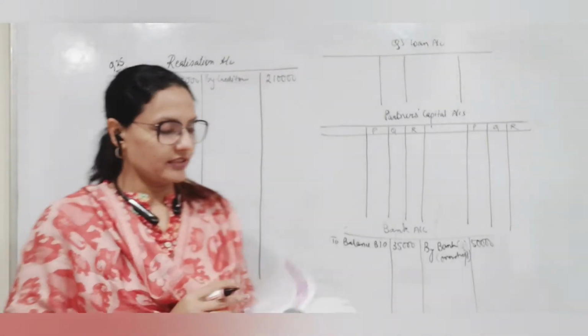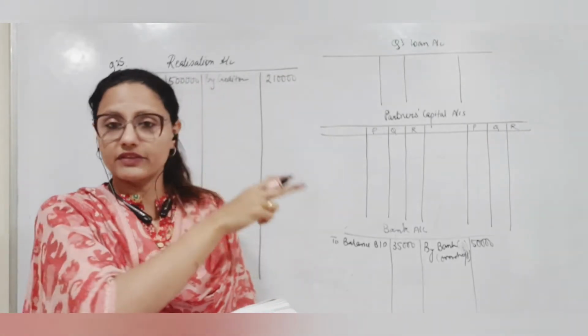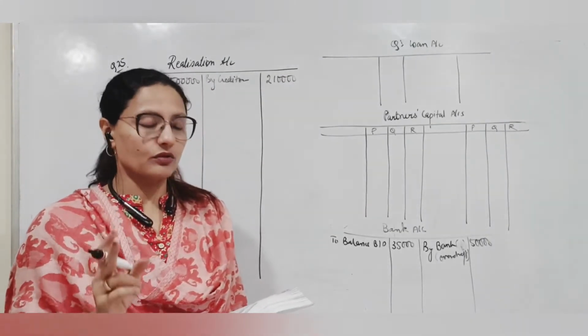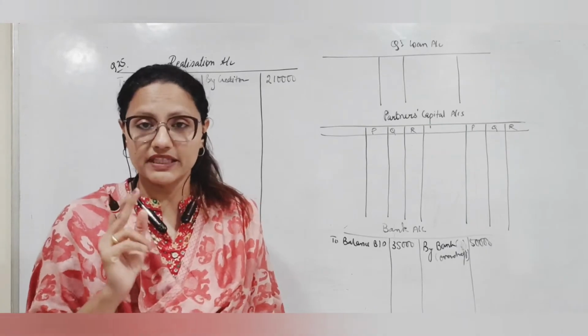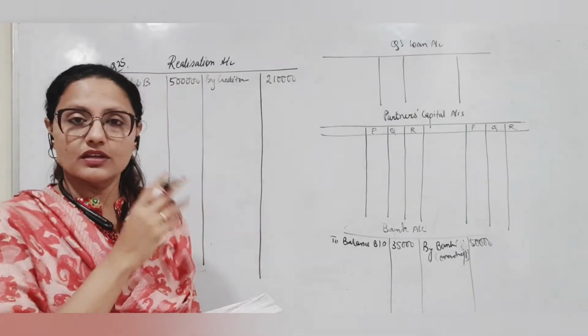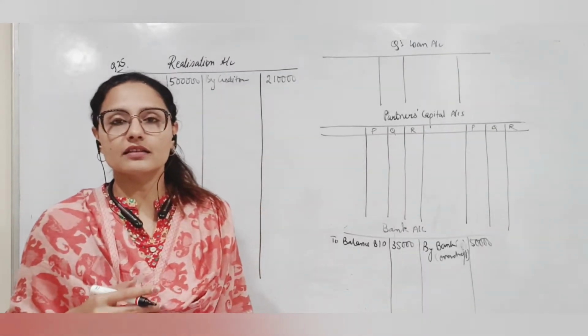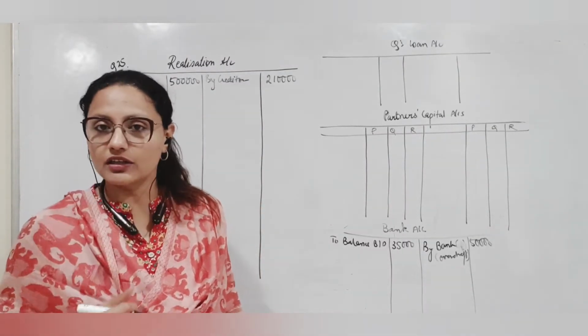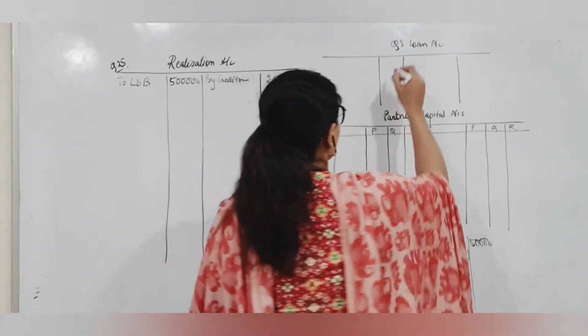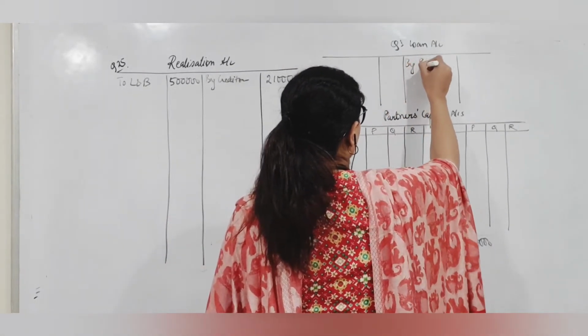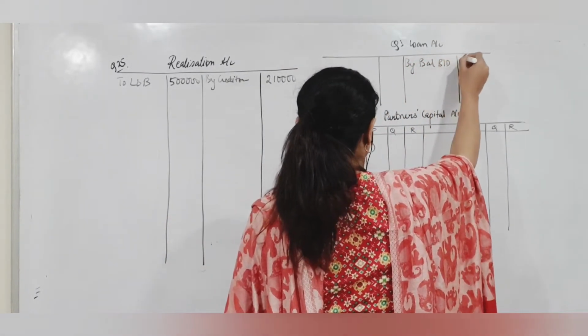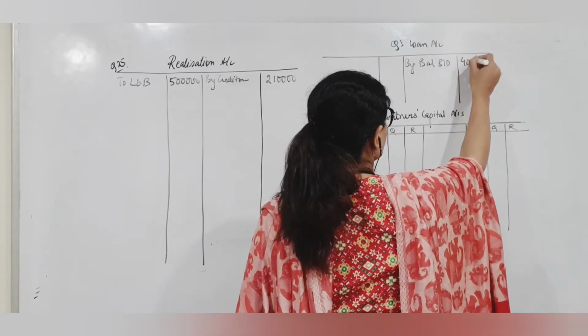Then we go to the next page. Bank overdraft I have already put there. Q's loan. Q is a partner. PQR, right? His loan account will be opened separately. Q's loan है. तो loan account कैसे start करते हैं? Of course, credit balance and balance brought down करेंगे. We here bring down the balance by balance brought down 40,000.